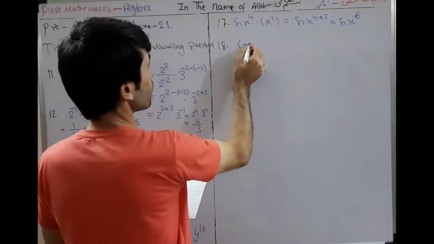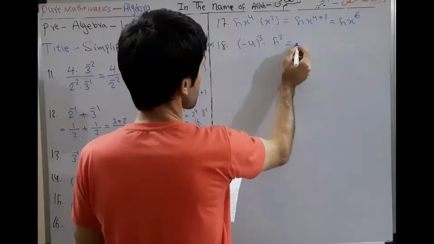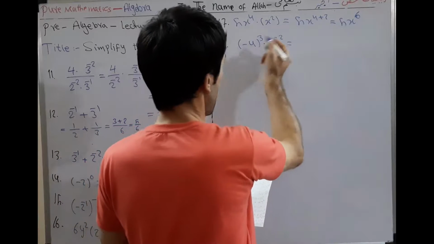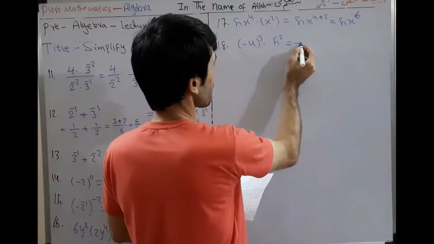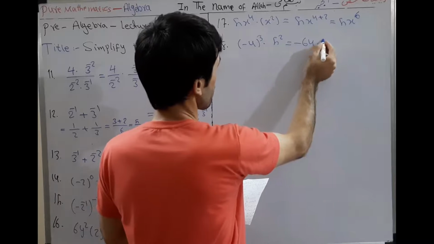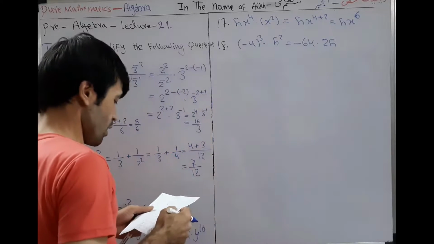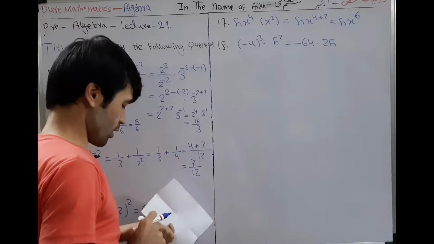Number 18: minus 4 whole to the power 3 into 5 square. The power is an odd number, so it will become negative. 4 to the power 3 is equal to 64, and 5 to the power 2 is equal to 25.